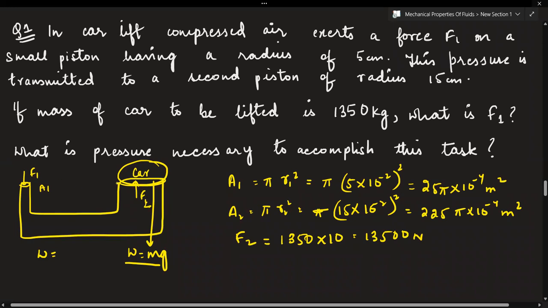Now see, the pressure is equal on both sides. So the pressure over this end would be equal to F1 by A1 and the pressure over this end would be equal to F2 by A2. That's what we have seen. Now these pressures are equal according to Pascal's law because pressure is transmitted equally in all directions. So now F1 by A1 would be equal to F2 by A2. Now you have the values of F2, A2, A1. Will you be able to calculate the F1 value?